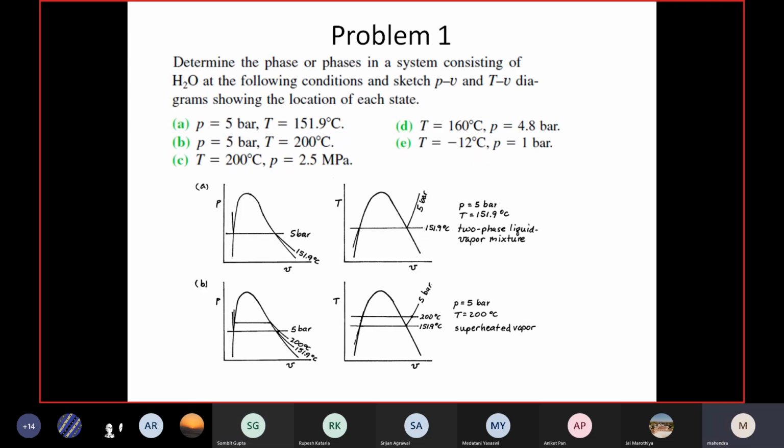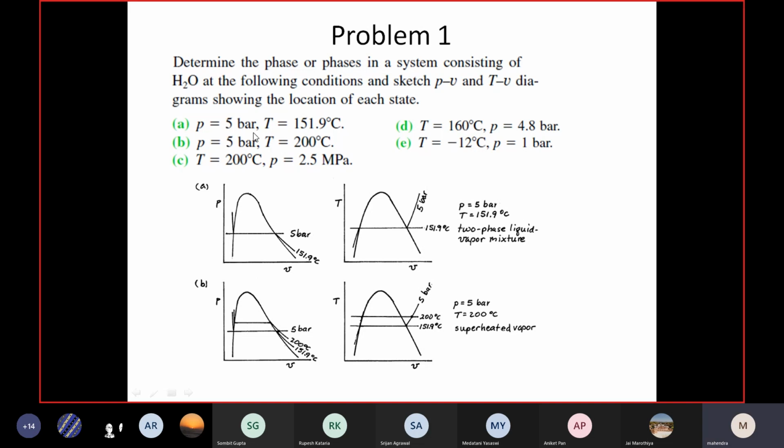So this is problem number 1. The animations and all are not required. This is for our understanding only. I'm starting to explain this to you. Now, 5 cases are given over here. In these 5 cases, the question is to find out what is the state, what condition it is.